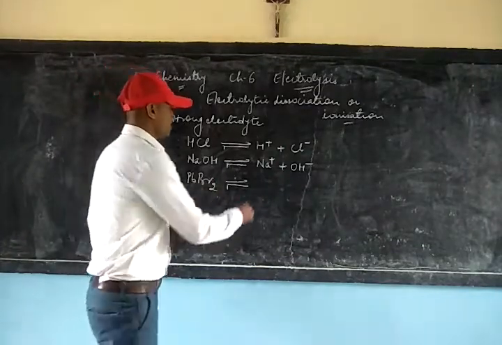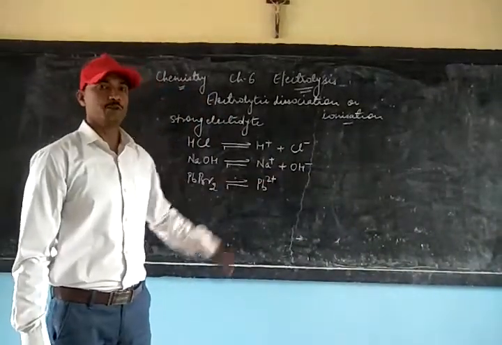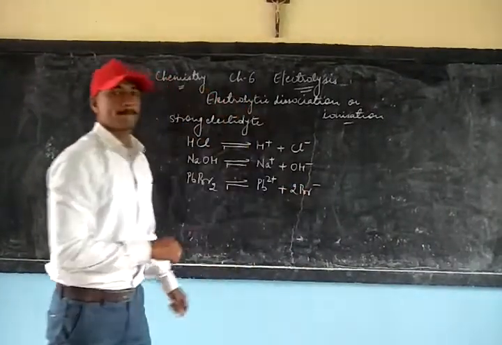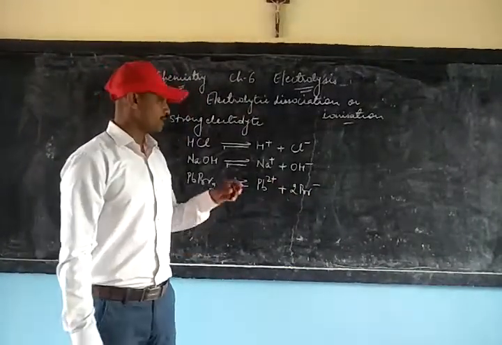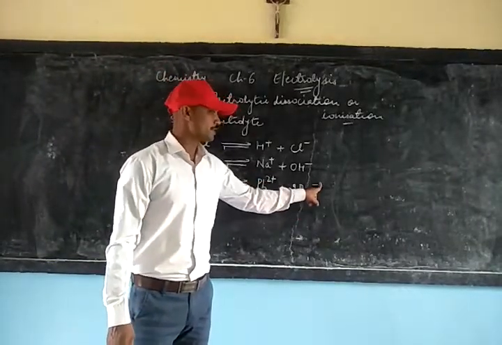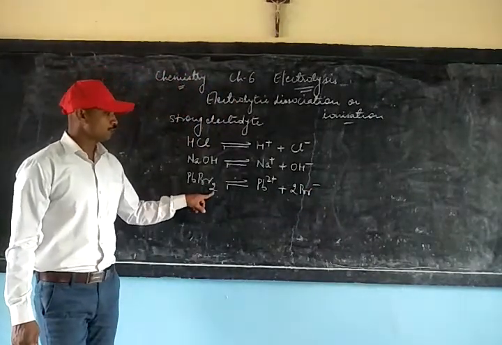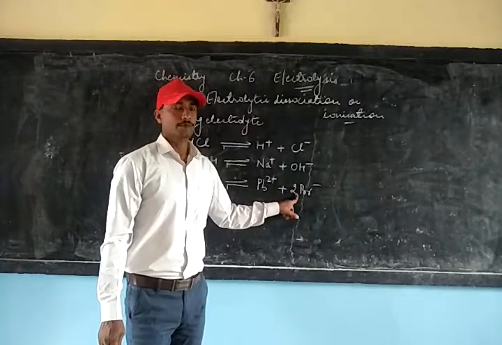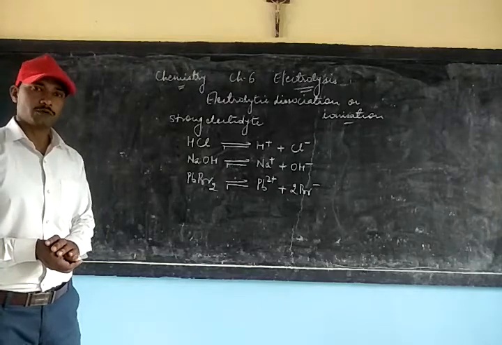So PbBr2 can be dissociated to give lead ion Pb2 plus and 2Br minus ion. These ions show the valencies of the atoms. Lead valency is 2, so it is 2 plus. Bromine valency is 1, so it has acquired 1 minus charge. And to balance it, because you can see 2 bromine is there, we have given 2 here also. So this is the dissociation process for strong electrolyte.